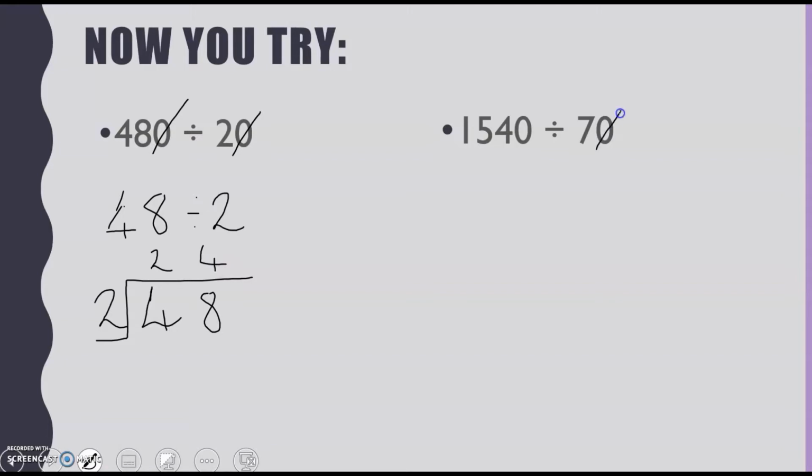And again, I can remove a 0 from 70 and a 0 from 1,540. I'm going to go straight to my bus stop sum this time. So 7 goes into 154. Well, it can't go into 1, but it can go into 15 twice with 1 remainder. And then 7 goes into 14 twice again for 22 as a final answer.